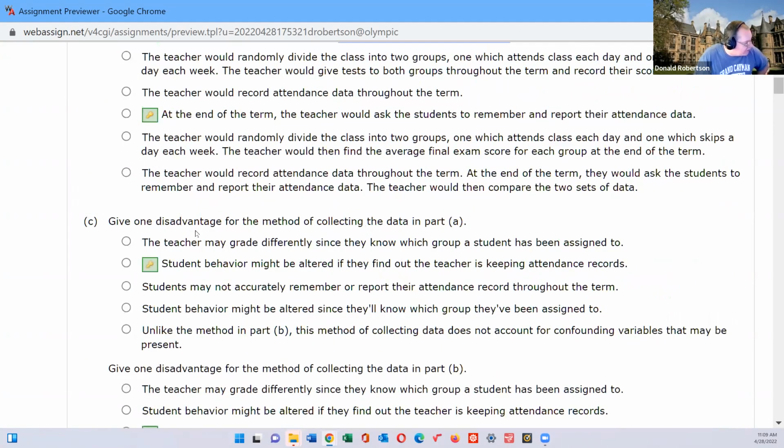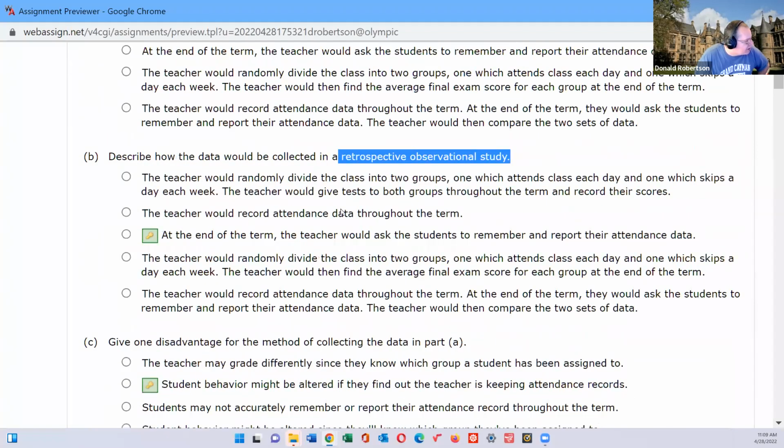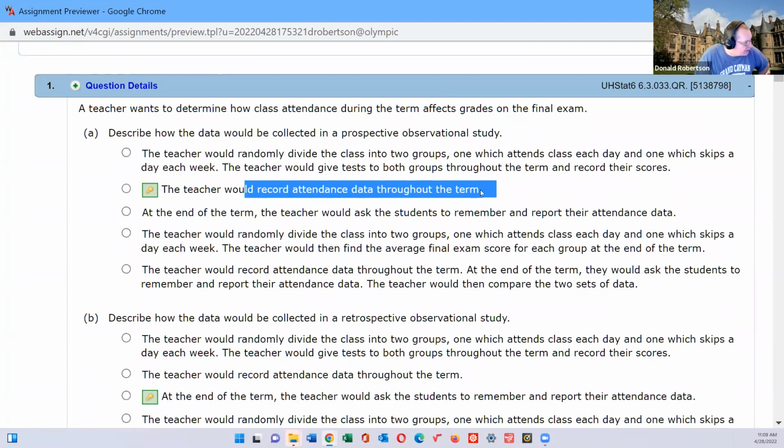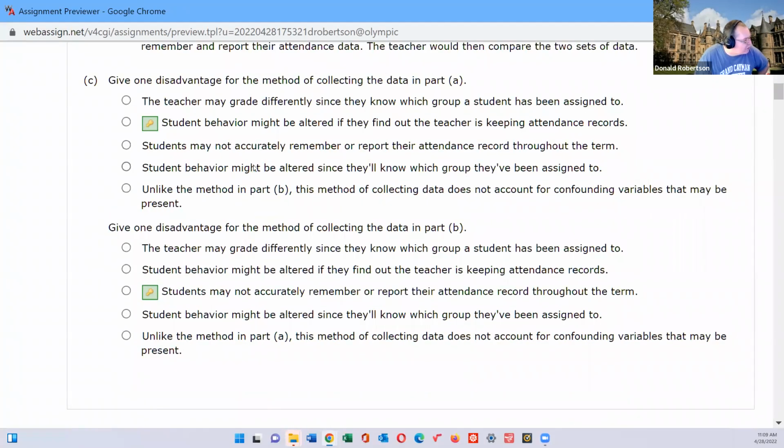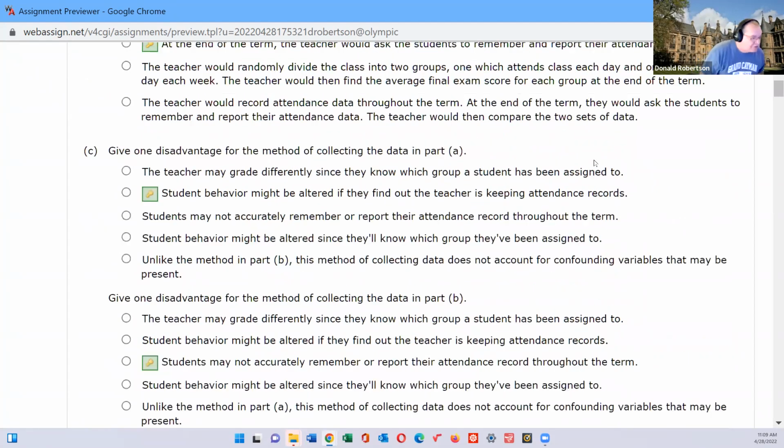Now, give one disadvantage for collecting the data this way. And the one that they've got is student behavior might be altered if they find out the teacher is keeping attendance records. Oh, I never thought of that. If your teacher never used to, and then Monday she takes attendance and Tuesday takes attendance, couldn't that affect attendance? People tend to change their behavior if it is known they're being observed.